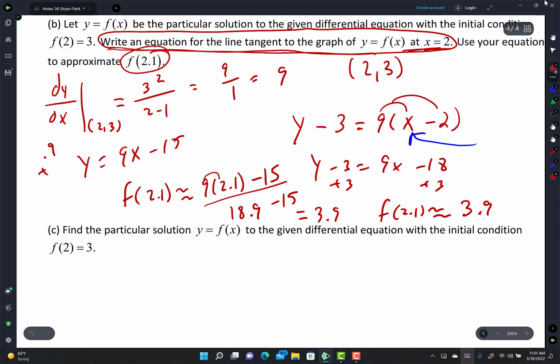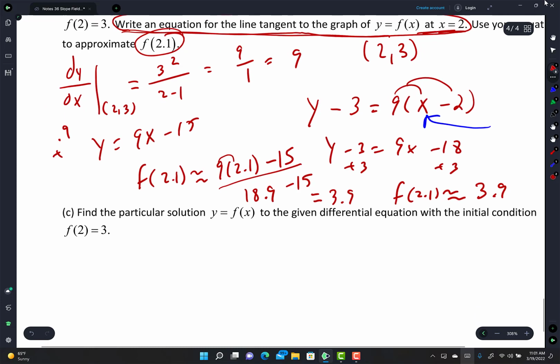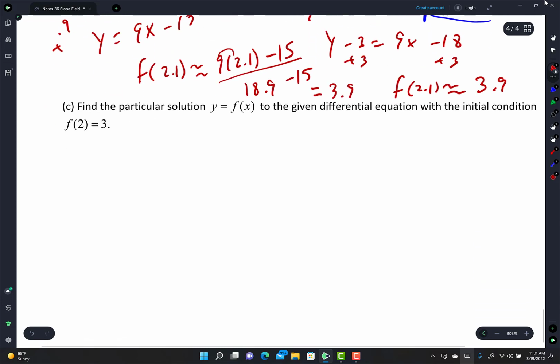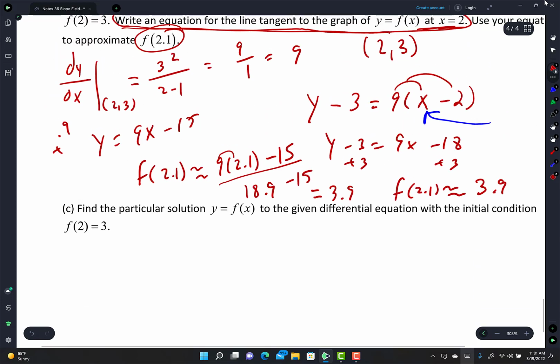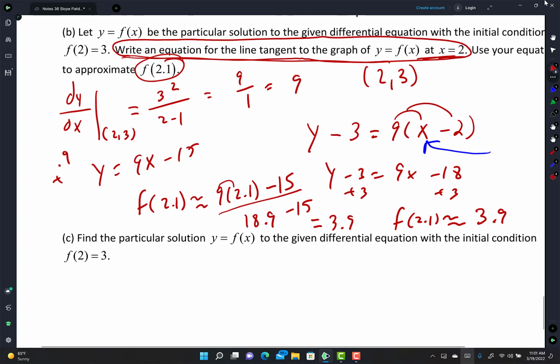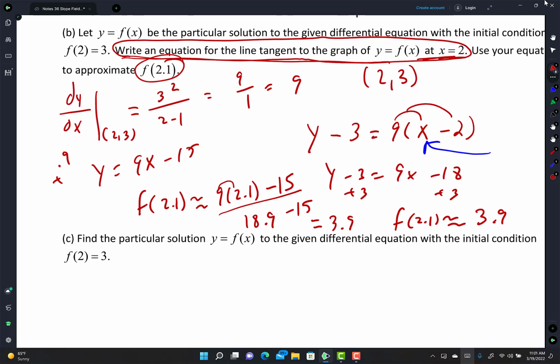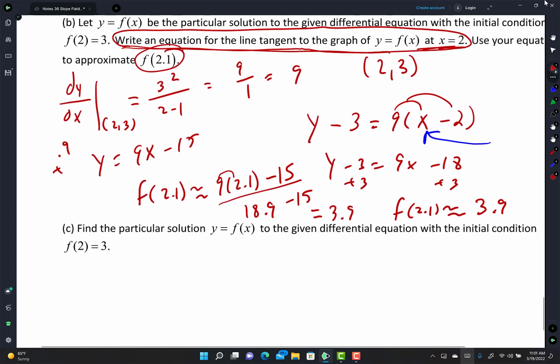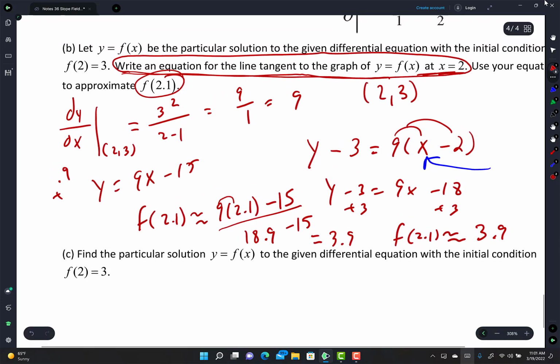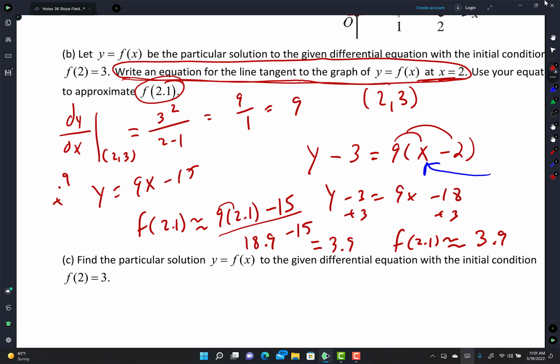Okay, that makes sense. Yeah, I think I just read it and got lost because I didn't know if it looked like a particular solution. No, well, that's not a particular solution. Because it says let y equals f of x be a particular solution, and so I was confused. Yeah, no, y equals f of x is a particular solution, but that is not my particular solution. That is just my tangent line. I'm using my tangent line to approximate my particular solution at 2.1. You know what I mean?